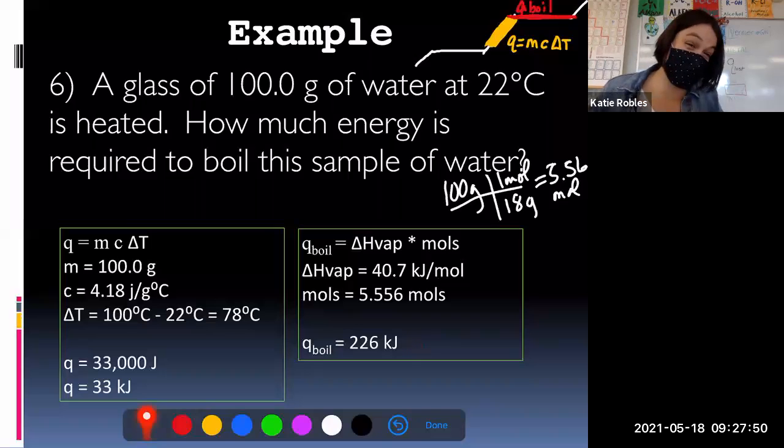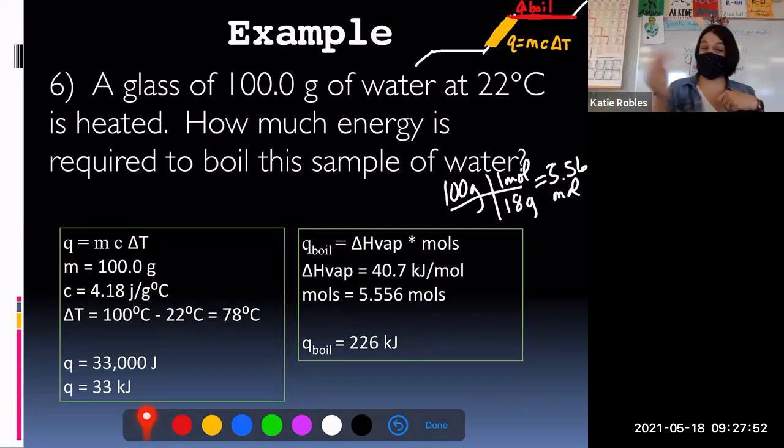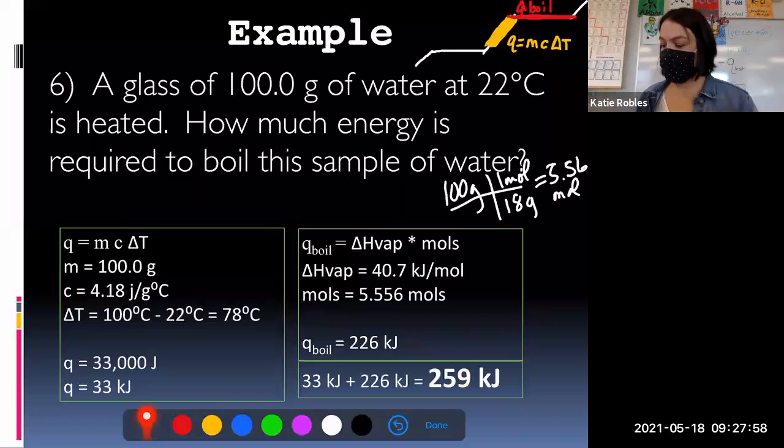You'll notice it takes a lot more energy to boil something than it does to heat something. That's something that we can start looking at, thermodynamics. And then you just add those numbers together. How much total energy does it take to move from 22 to boiling? It takes this. 33 kilojoules plus 226 equals 259.